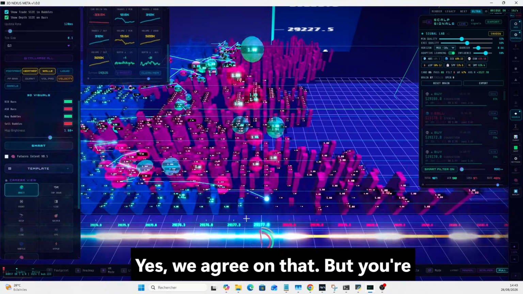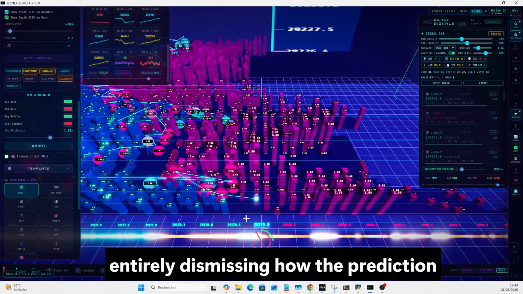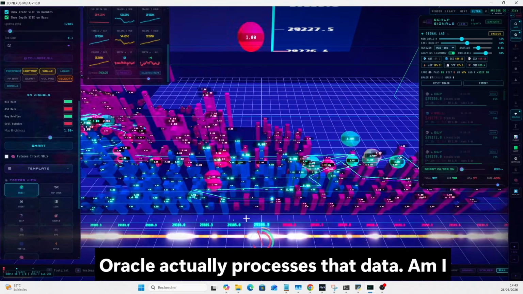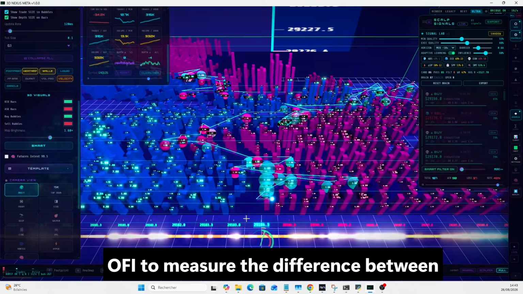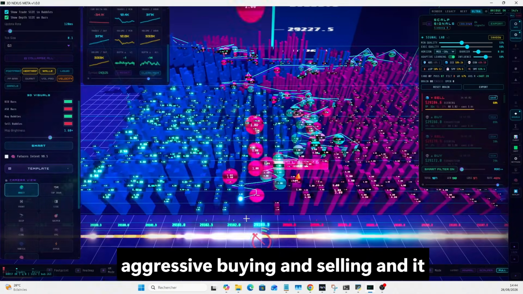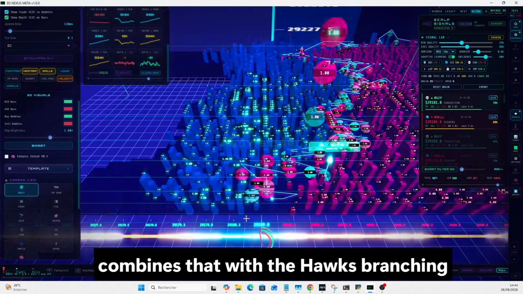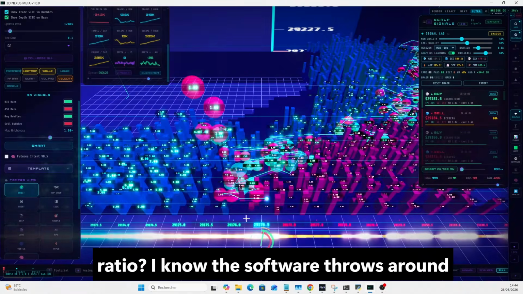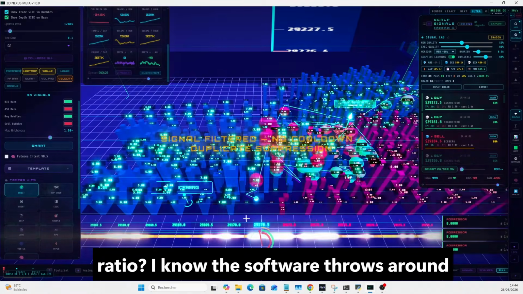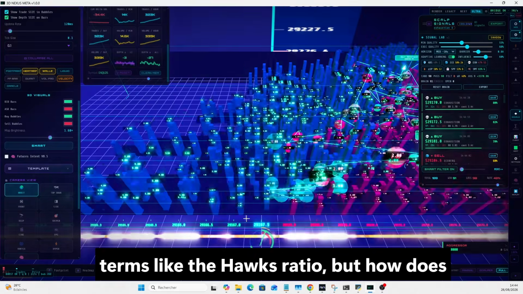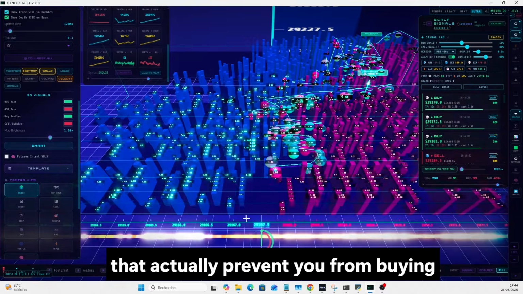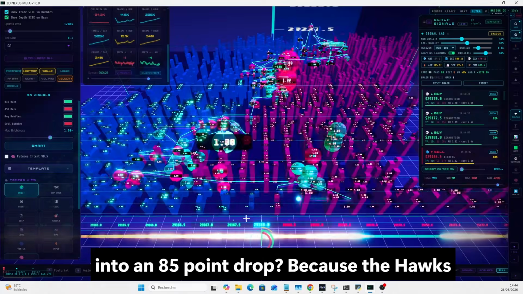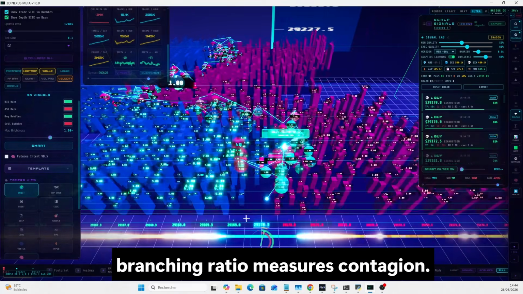Yes, we agree on that. But you're entirely dismissing how the prediction oracle actually processes that data. Am I? OFI measures the difference between aggressive buying and selling. Okay. And it combines that with the Hawkes branching ratio. I know the software throws around terms like the Hawkes ratio, but how does that actually prevent you from buying into an 85-point drop? Because the Hawkes branching ratio measures contagion.